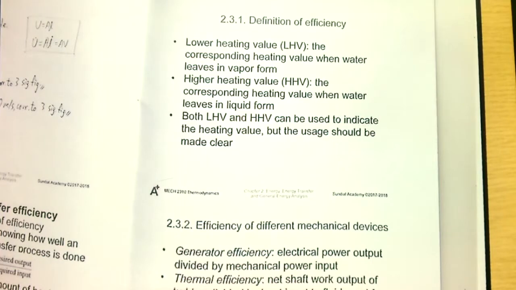Well, you can see that the difference between these two would be the latent heat of vaporization of water at room temperature. Both LHV and HHV can be used to indicate the heating value, depending on the situation, but it should be made clear whether the heating value is based on the LHV or the HHV. When the water leaves in a vapor form, that means some of the heat is trapped inside the water as latent energy. It is not released. So it will be the lower one. For the higher one, because the water will be in liquid form, the latent energy has been released as the latent heat of vaporization. So you will get a higher heating value.